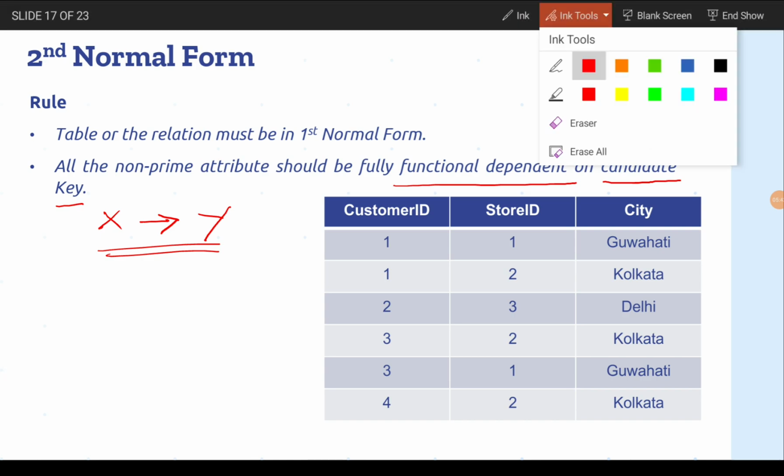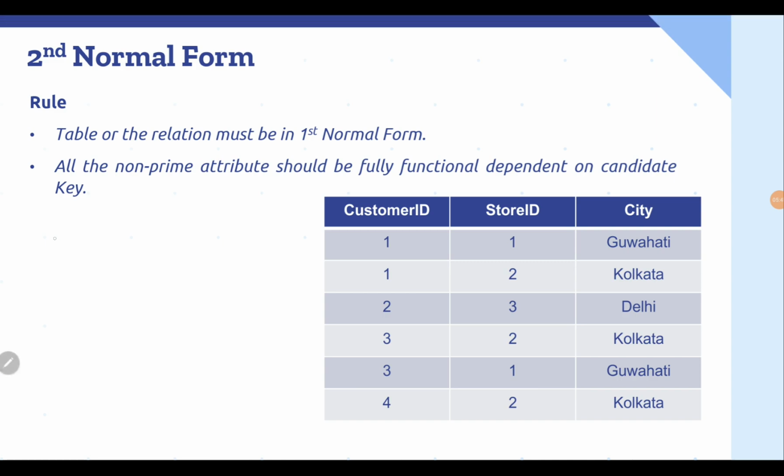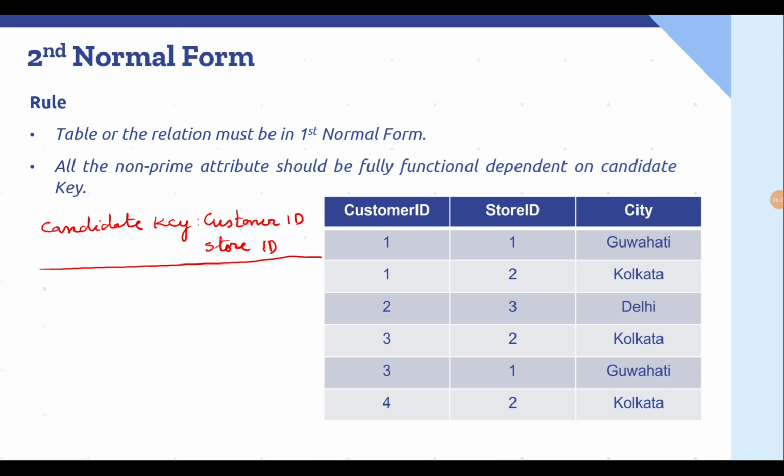Let's first note the candidate key. In this case, the candidate keys are customer ID as well as store ID. From this candidate key information, we can easily identify which are the prime attributes here and which are the non-prime attributes. So let's identify the prime attributes.